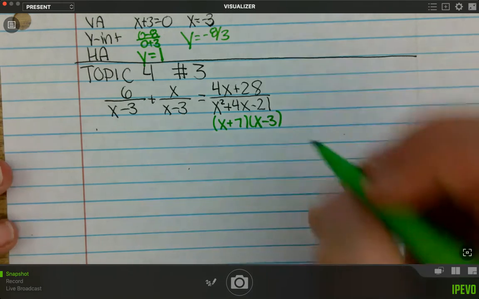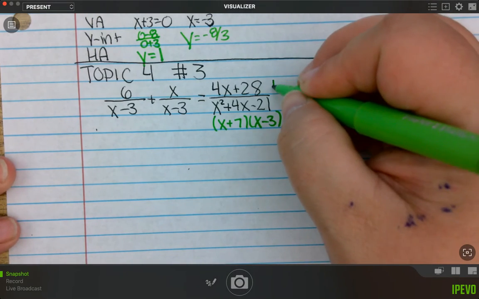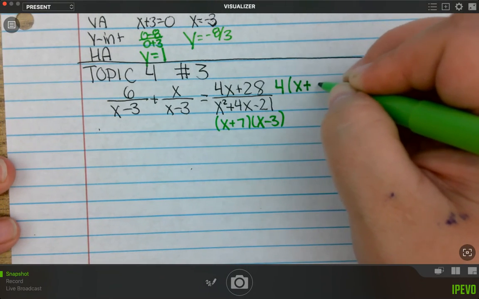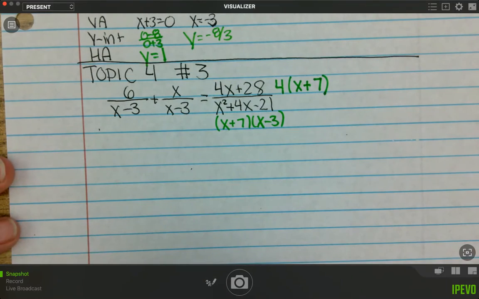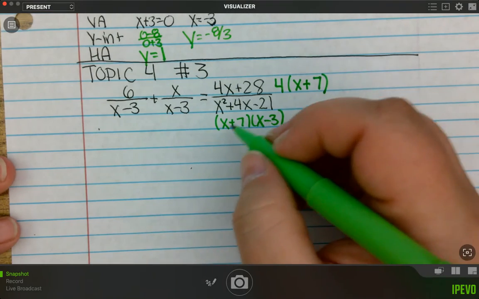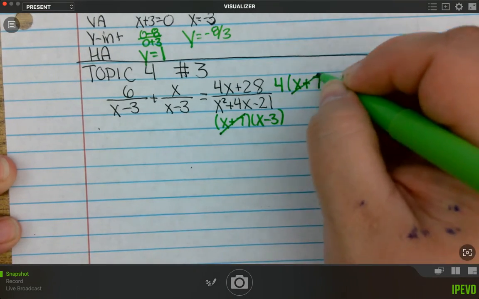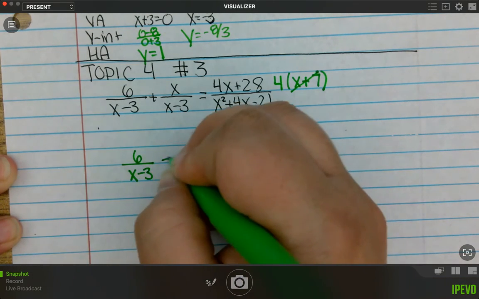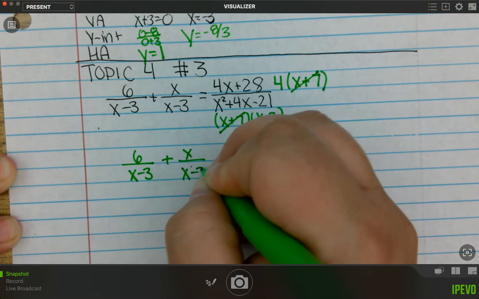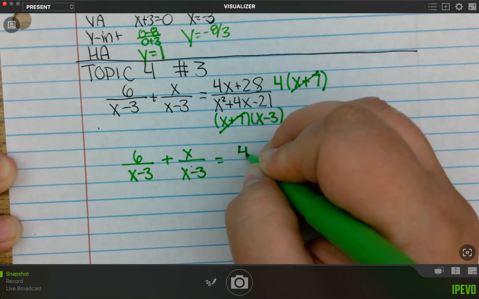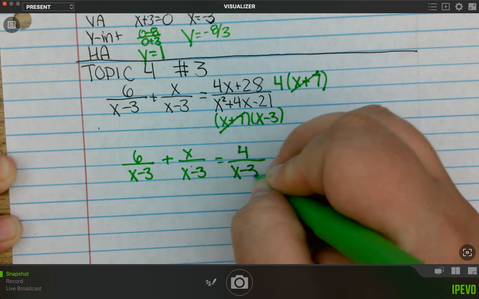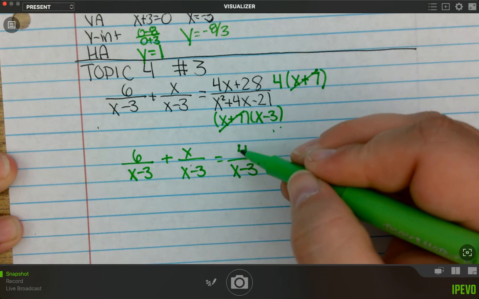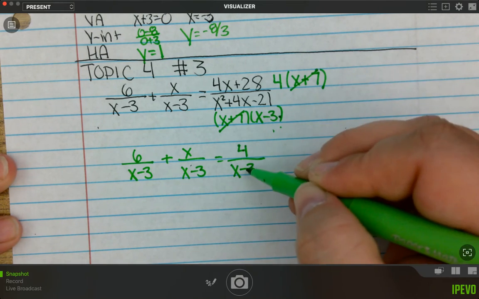And then it is also a good idea to try and factor the top. You can divide those both by 4, the same way I did the first graph in this video. And what you should notice is that you can actually cross off an x plus 7 on the top and the bottom. So really what I have left is this. This fraction just has a 4 left on top and an x minus 3 left on bottom.